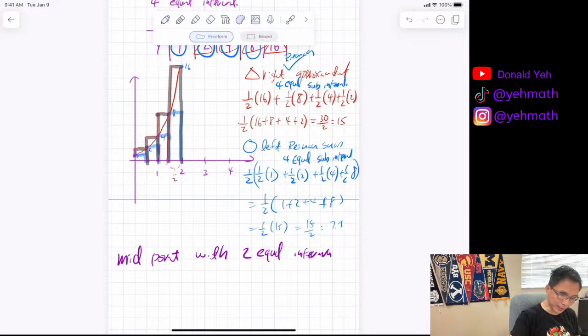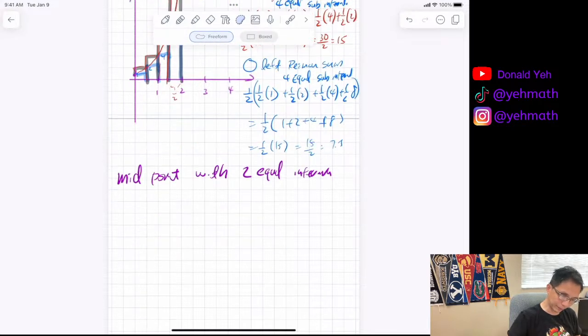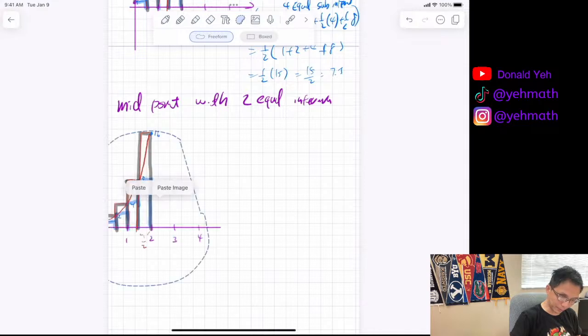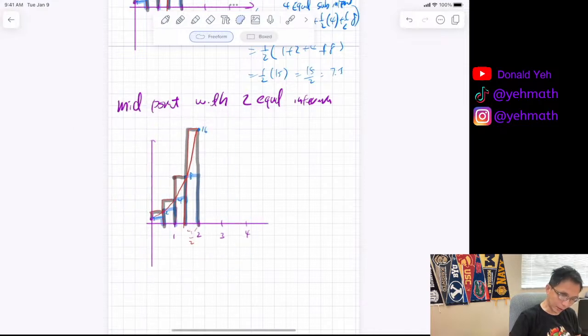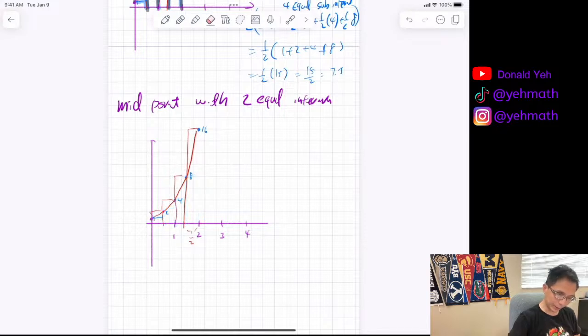So I'm gonna copy the exact same graph here and paste here. Okay, and I'm gonna erase a lot of things. I'm gonna erase all those things that are not necessary. Okay, so midpoint rule with 2 equal intervals.